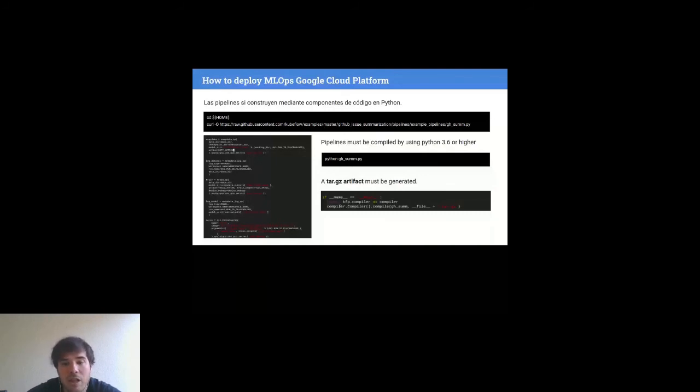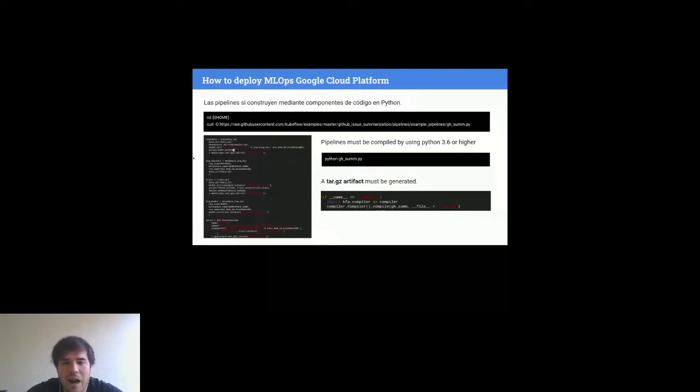To do this, the only thing that we have to do is create a main in this code and compile it using the Kubeflow compiler system to create a tar GZ artifact. And now we have the pipeline. But okay, most of you are thinking about what exactly this is that we have here. Okay, we are going to try to explain it in a bit.